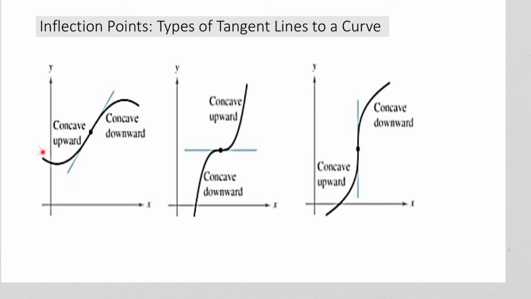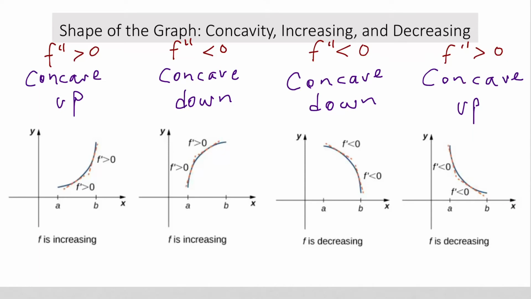So you can see here we're going from up to down, here we're going from down to up, and here we're going from up to down. So there's different ways that this might look on a graph, but nonetheless your second derivative is switching directions. So what we have is that the signs of the first and the second derivative indicate the shape of a section of a graph. So I've labeled these 4 graphs in terms of their concavity.